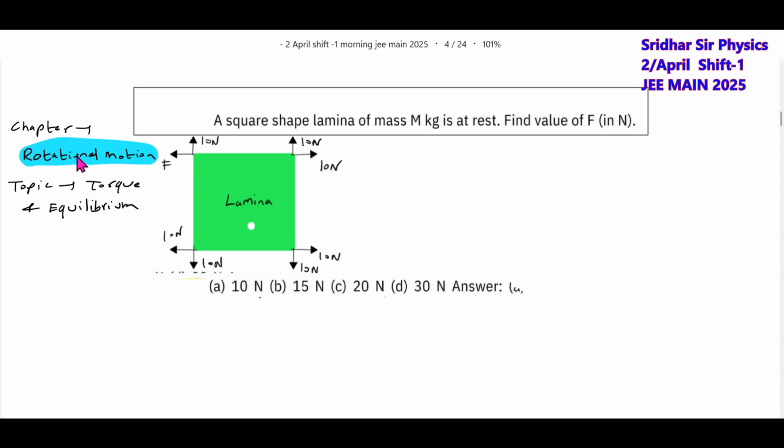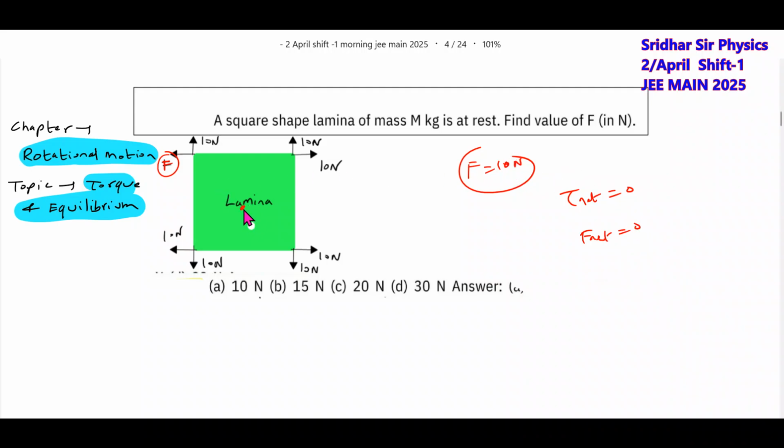The chapter based on the rotational motion, torque and equilibrium concept. Let me read the question. A square shaped lamina of mass 5 kg is attached. Find the value of F. There's a lamina, it's attached. Then net force, net torque should be 0 for equilibrium. For equilibrium 10 Newton, here 10 Newton towards right, 20 Newton towards right, 20 Newton should be towards left. Upward 20 Newton, downward 20 Newton. Net torque should also be 0. So therefore this F should be equal to how much? Definitely the value of F here should be equal to 10 Newton. The reason for that, net torque should be 0. Net force should be 0.